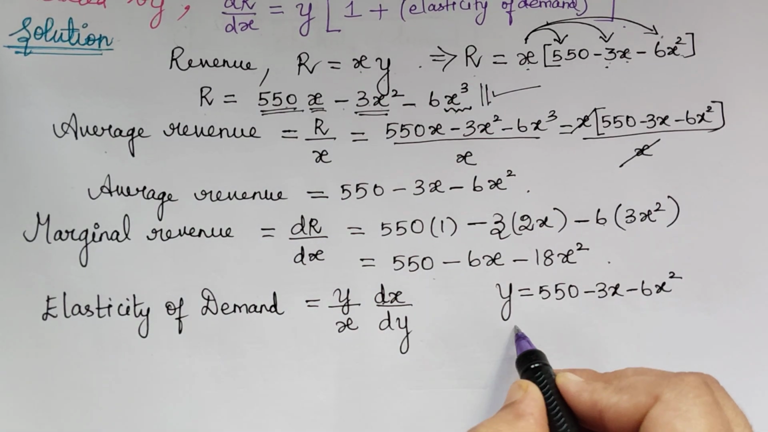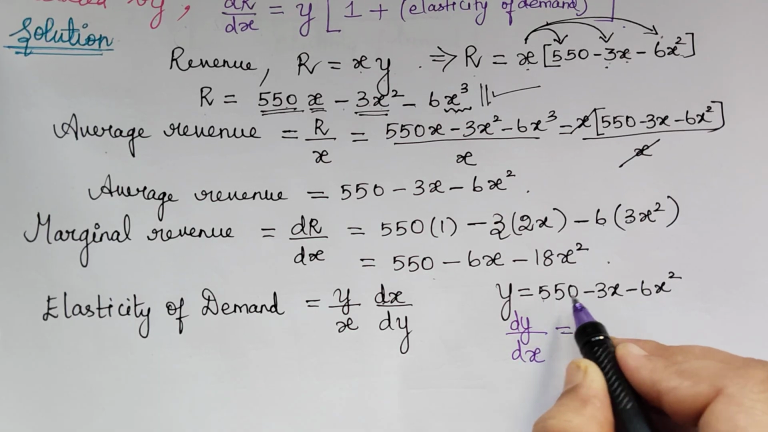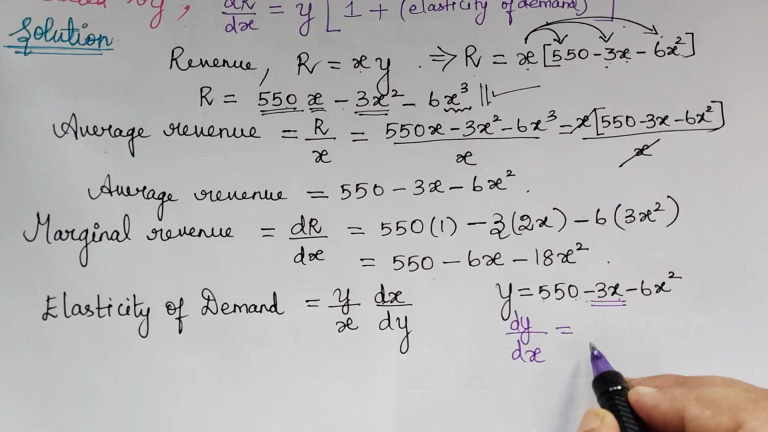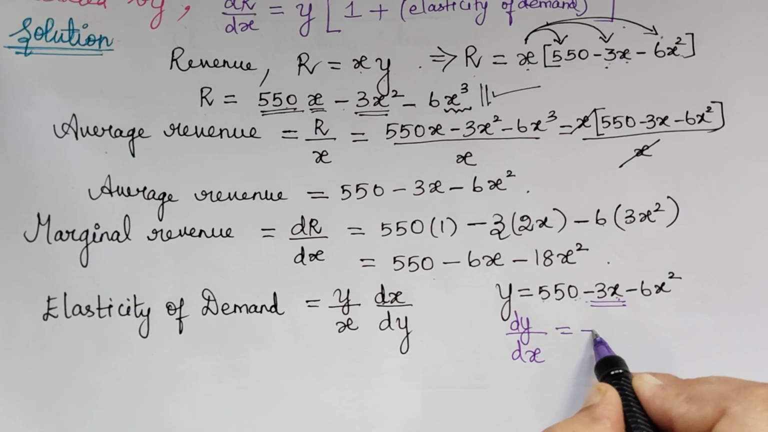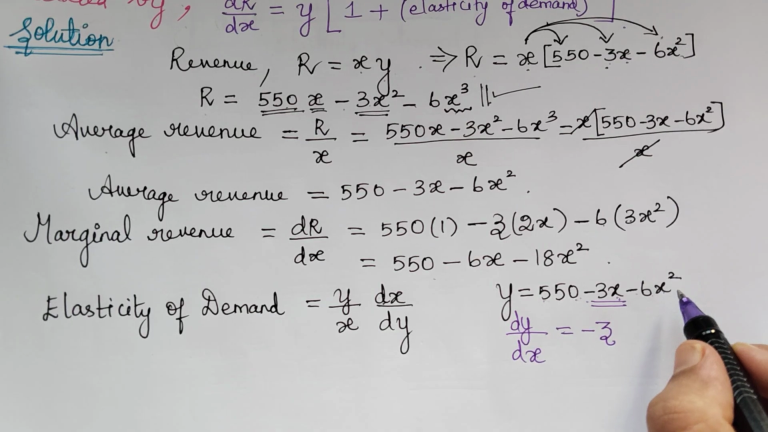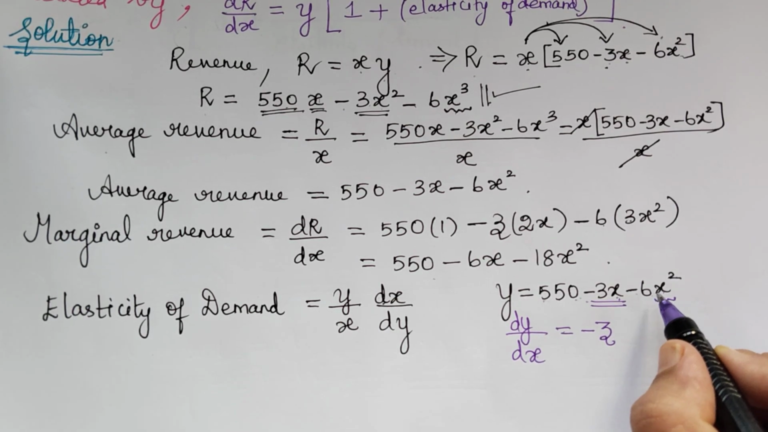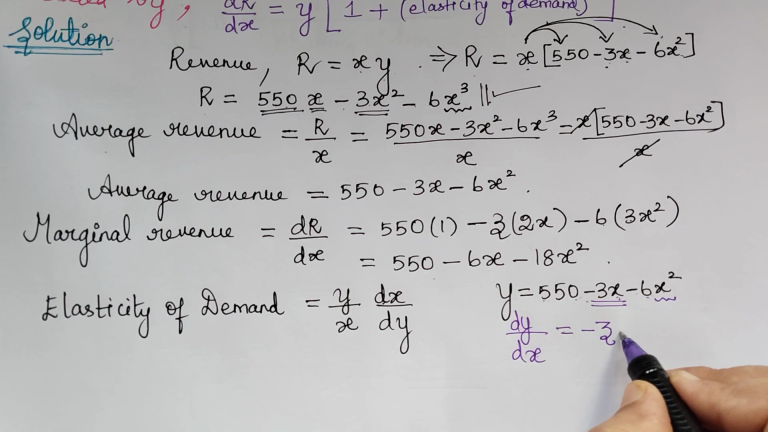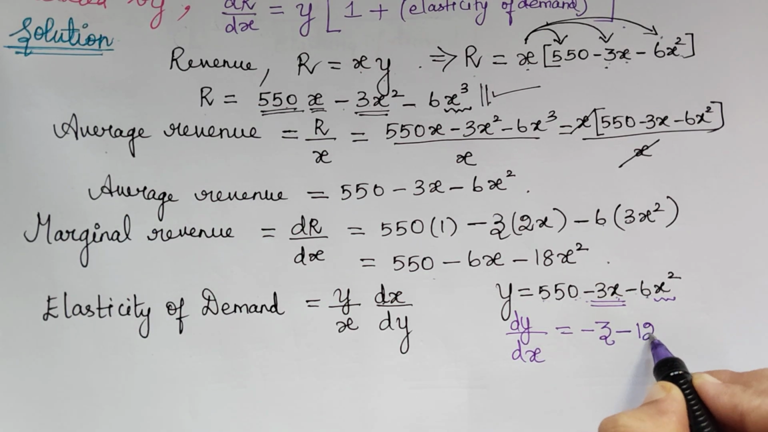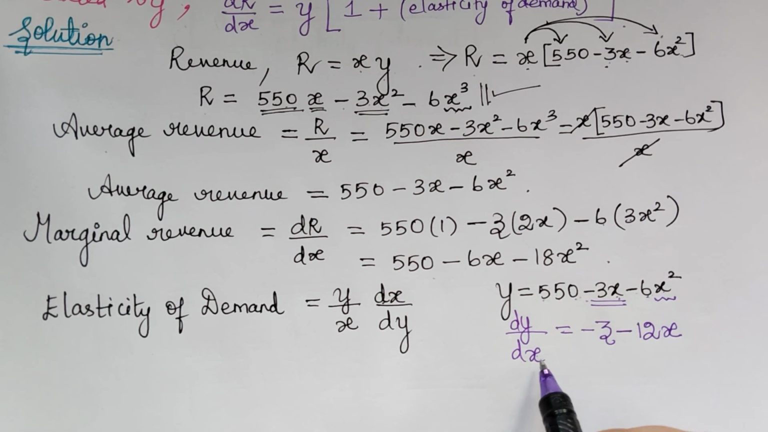Now in this first we will find dy by dx. So what will be that? 550 is a constant, so it will become 0. Then differentiation of minus 3x: differentiation of x is 1, so it is minus 3. And minus 6x square we have here. What is the differentiation of x square? It is 2x. So the 2 will get multiplied with 6 and we will get minus 6 multiplied with 2 is 12. So minus 12x. So this is the differentiation of y with respect to x.